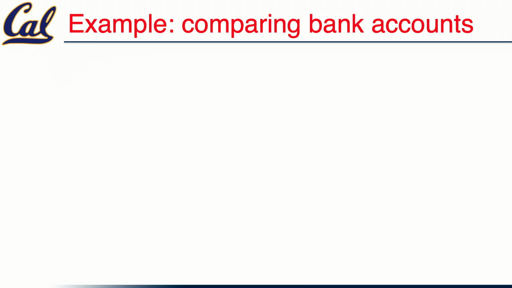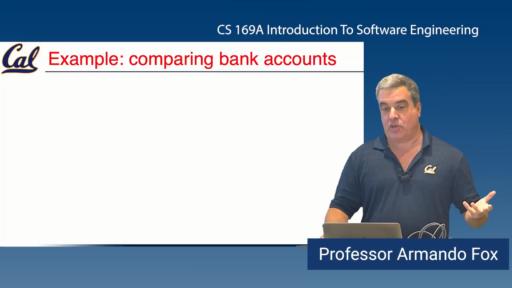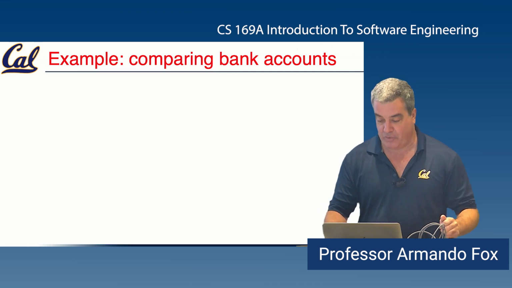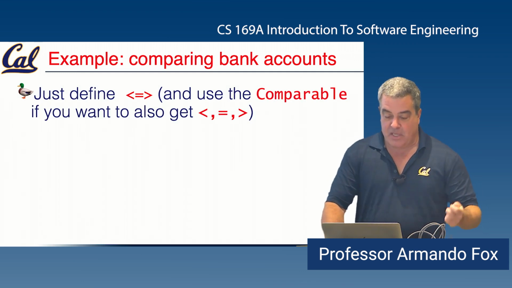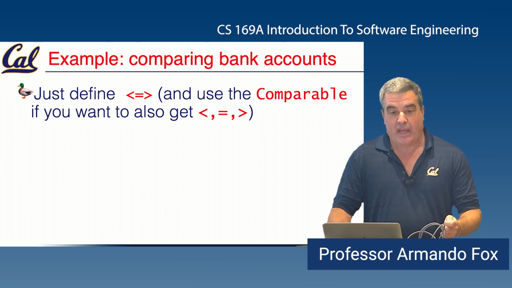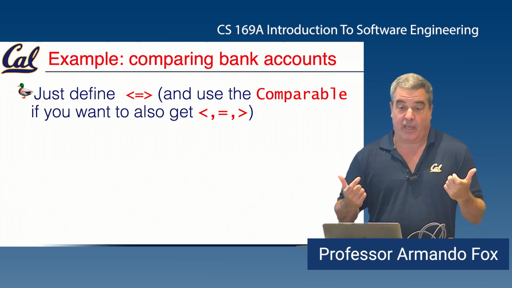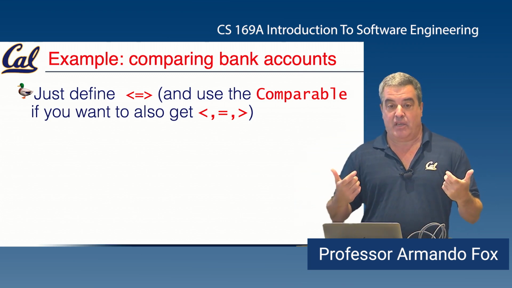If you wanted to sort accounts, I guess the most obvious criterion would be which one has the greater balance. That one is larger than the other one. So given what we've learned so far, all that means is the bank account class has to define the spaceship operator in such a way that one account can compare itself to another.